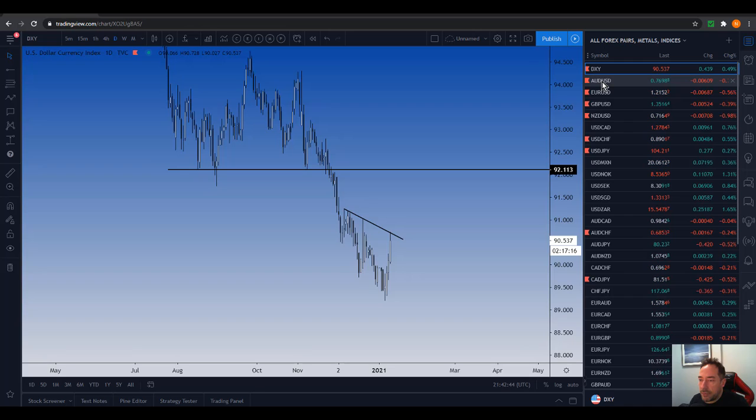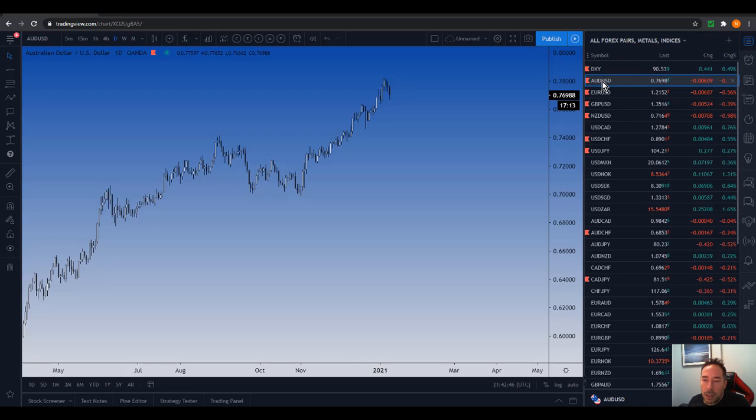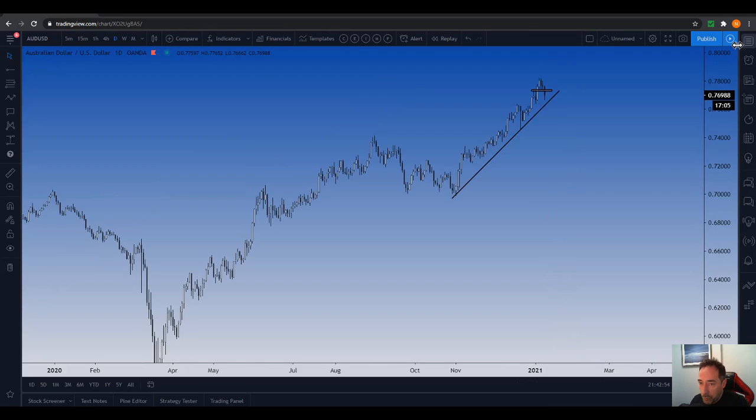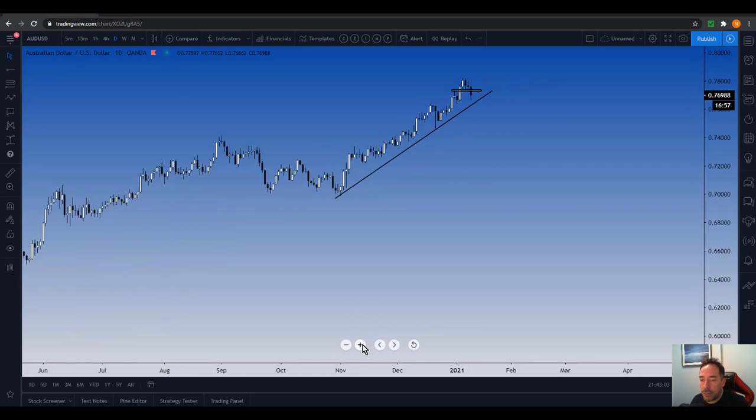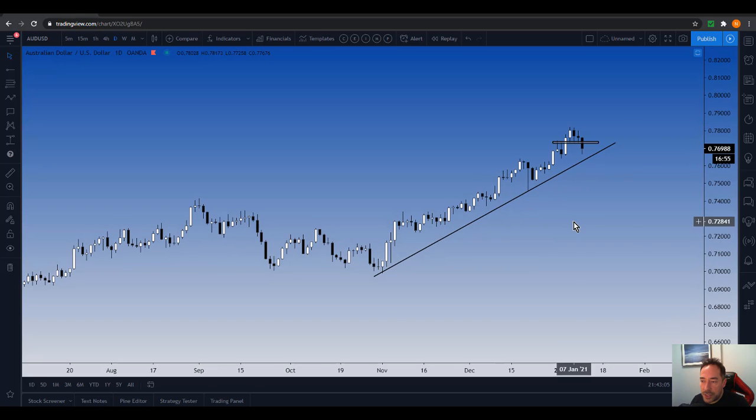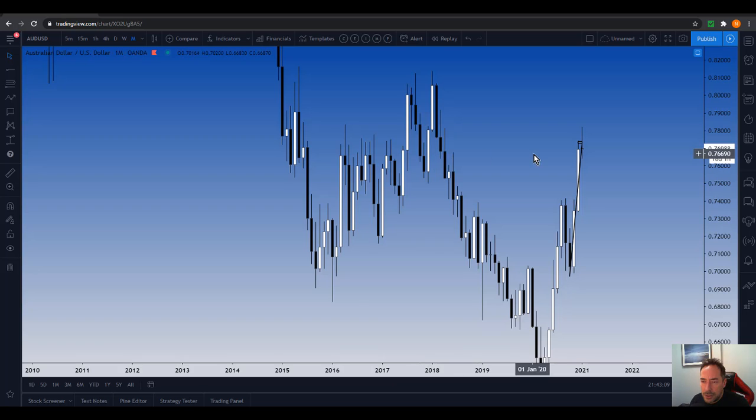Aussie USD, let's have a quick look at that one. We've very much been flying Aussie USD and Kiwi USD actually, and the trend is still intact on the daily time frame. So if you are a trend trader, you're only really going to be looking for buy opportunities on this. Let me just have a little look at the bigger time frame.